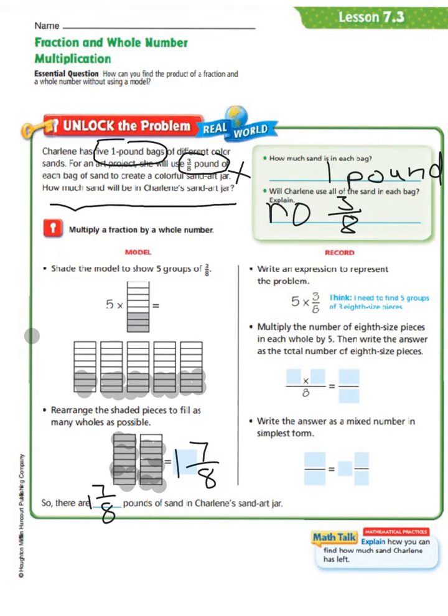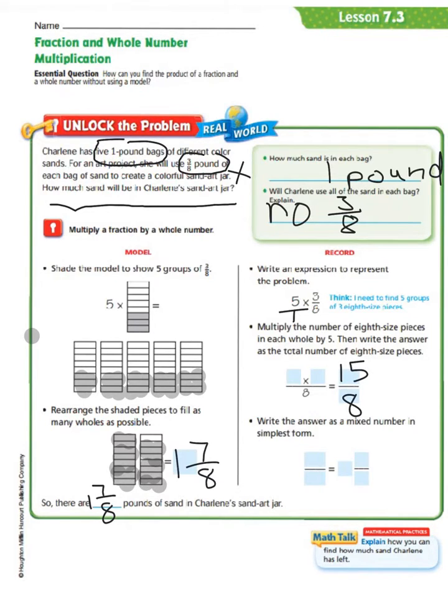Now let's come over here to this side and go through it. It says to write an expression to represent the problem. That's 5 times 3/8. And as we learned yesterday, anytime you have a whole number, you can write that whole number over 1. It just makes it so much easier when you go to multiply. So 5 times 3 equals 15, and 1 times 8 equals 8. So our fraction is 15/8.